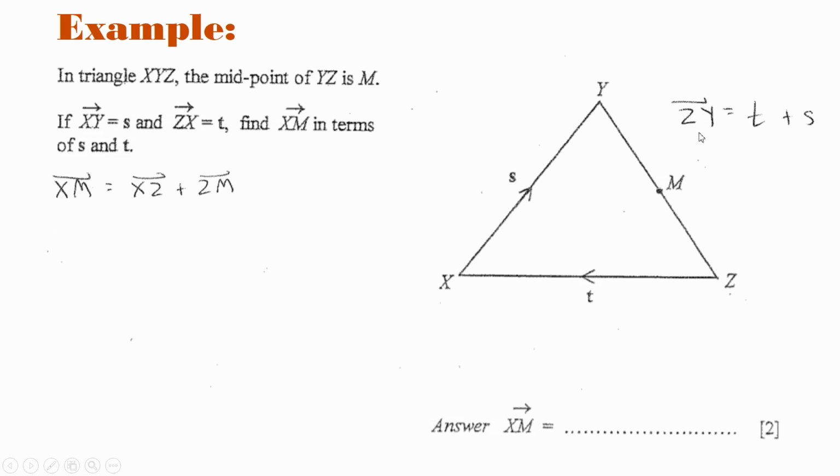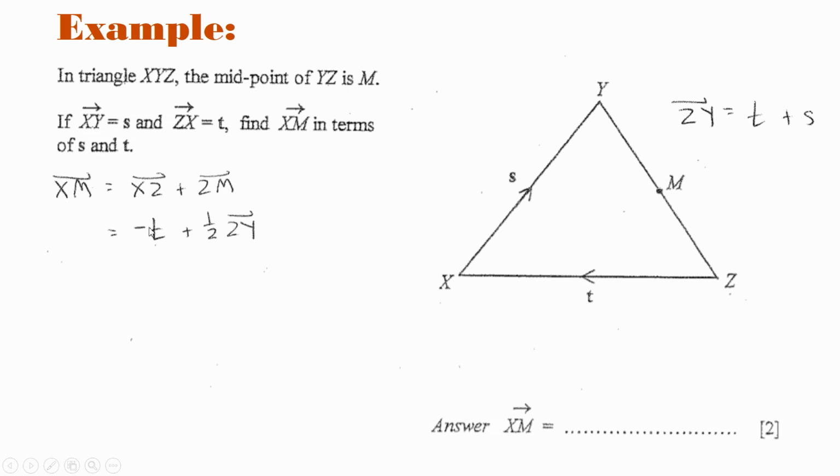XM, as I said, different ways you can do it. I've chosen to do XZ plus ZM, because I already had ZY, so I wanted to go in the same direction, but you could have gone that way, no problem. So XZ is going against the arrow, so XZ is negative T, and then plus half of ZY. ZM is half of ZY, so let's write that in. So it's negative T plus half of ZY.